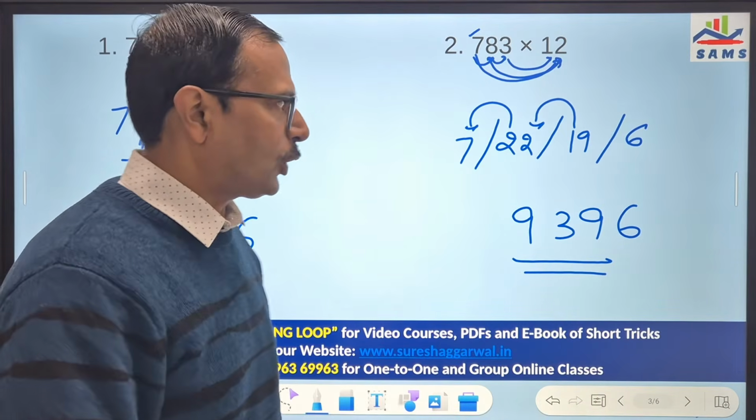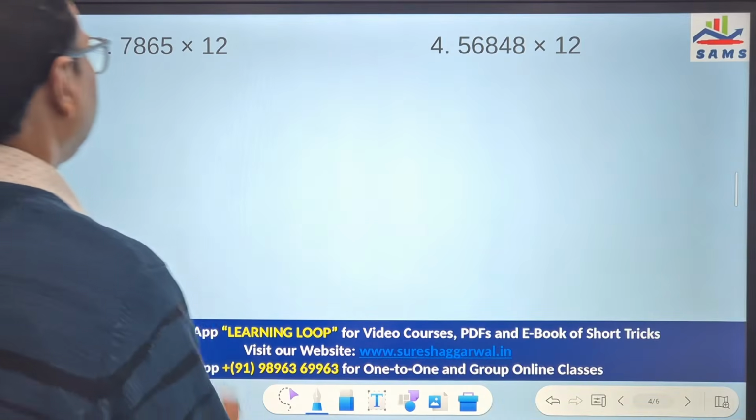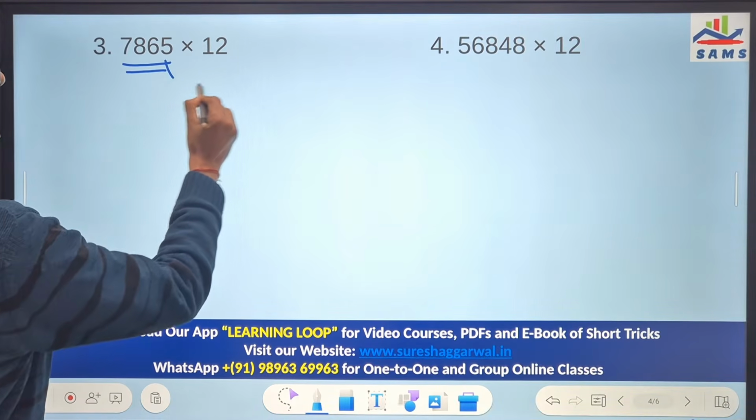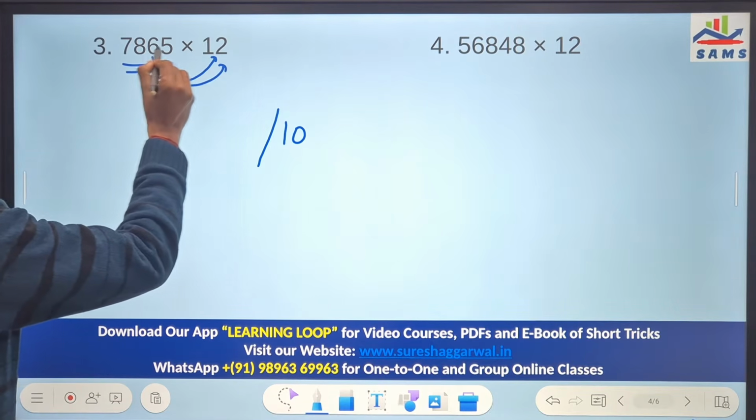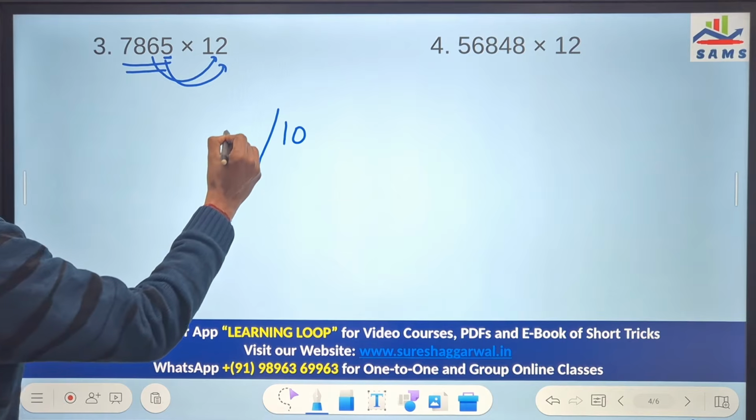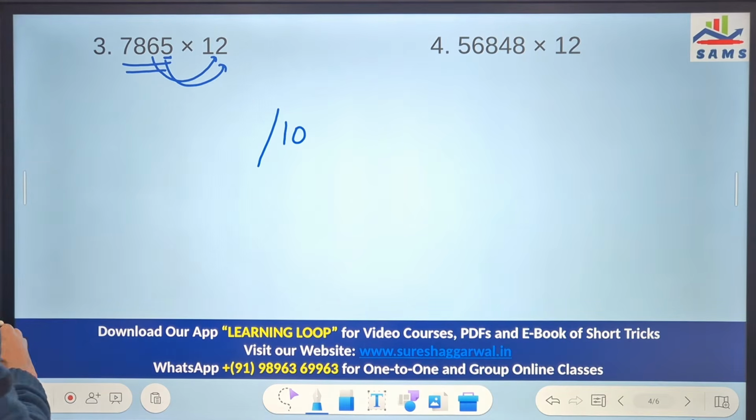9396 is the product. Carry on. Let's have a 4-digit number. 5 times 2 is 10. 6 times 2 is 12, plus the next digit 5, 17. So we have the 17.